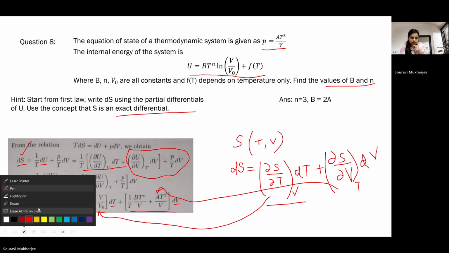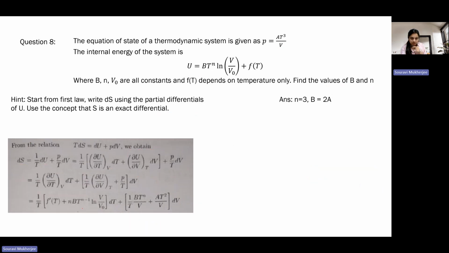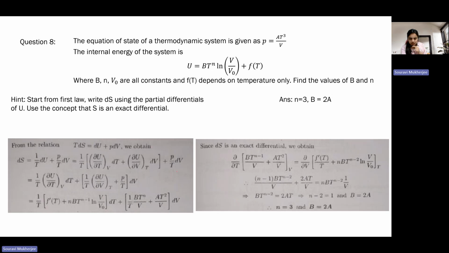So you have an expression for ds dt and ds dv. Now, because S is an exact differential, we can do another differentiation, okay? And the order of differentiation won't matter, right? So what it means is that you can do del T of del S del V, and that should be equal to del V of del S del T, right? So from there you would get a relation which is like this.